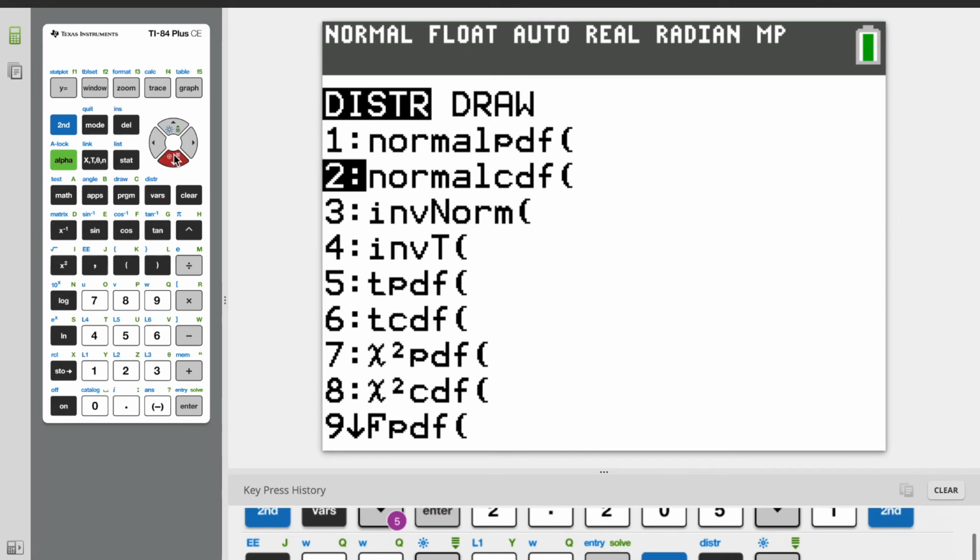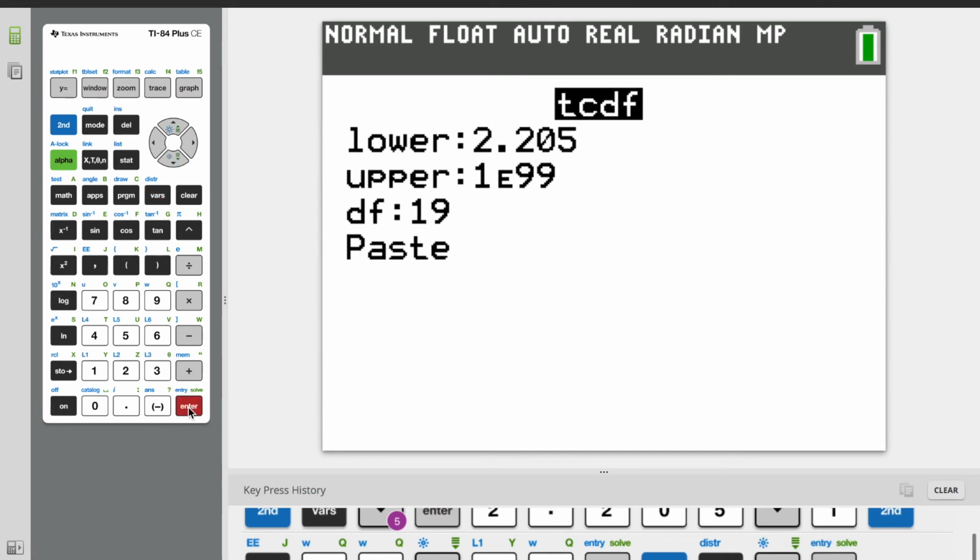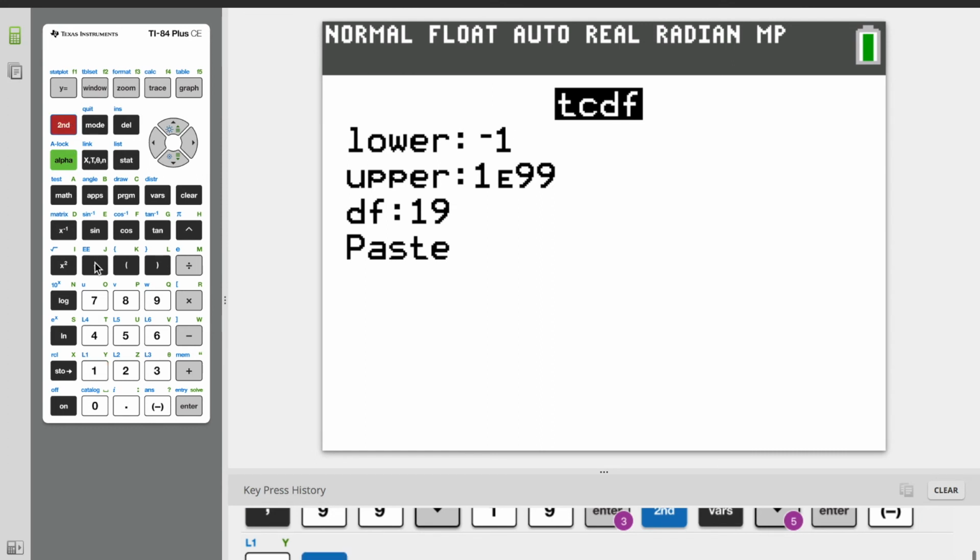Now the other option was the less than problem. So if we go back to our tcdf function, our second problem was asking what is the probability that t is less than 2.4, and it gave us 27 degrees of freedom. So in a less than problem, you want to use -1E99 to represent a really small value, and you're going to put your t-score into the upper bound.